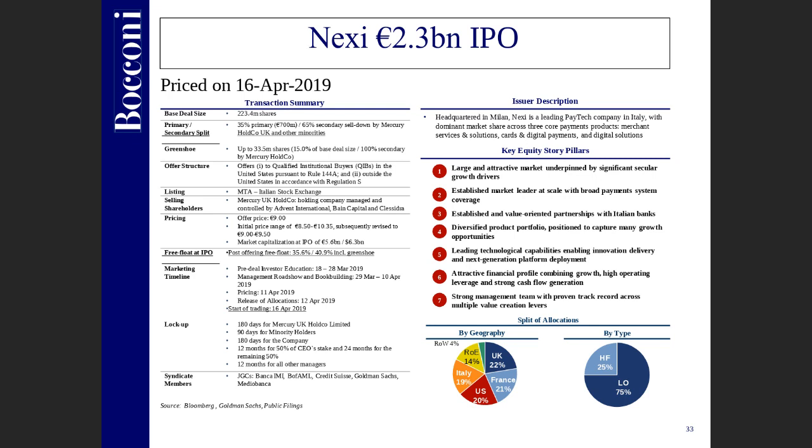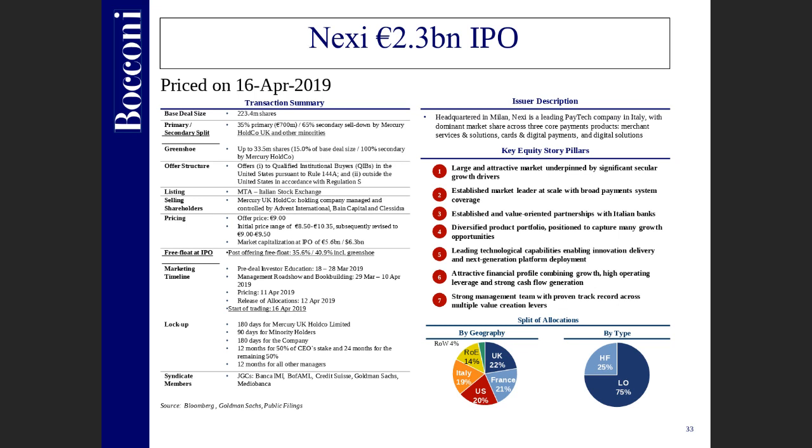Offer structures. We offer to qualified investors with the rule of 144A, which is de facto the rules in order to make the offer eligible to American investors, and normal regulation as outside the US. Selling shareholders, as I told you, Mercury holding company, which is the company controlled by the 3 private equity. And we price the shares at €9 per share.